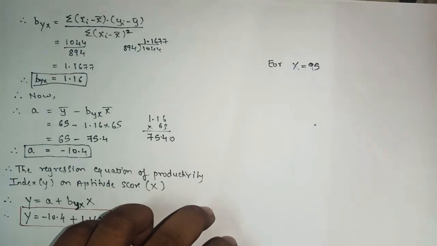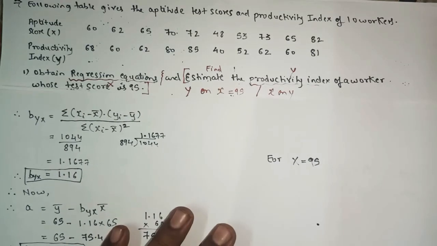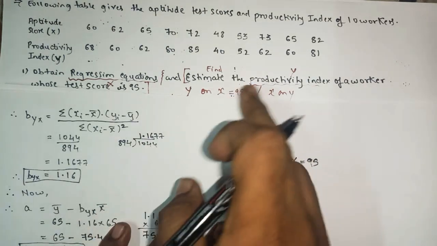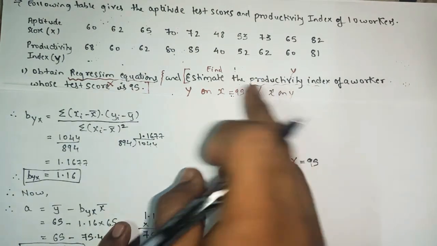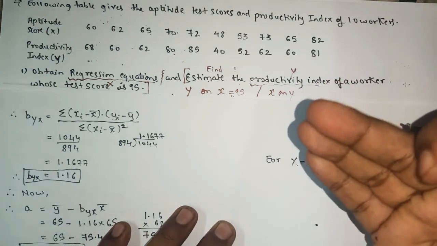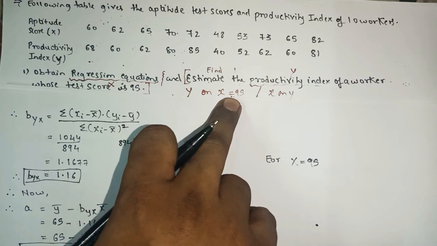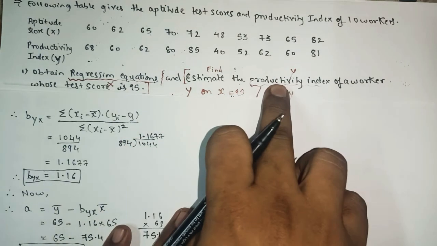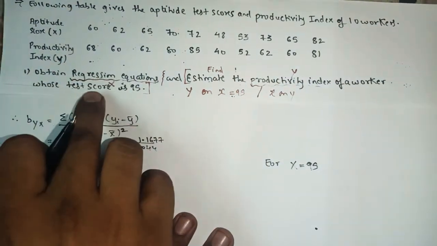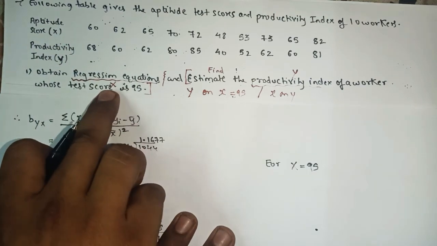Okay, whenever the question is in this form, that means we clearly cannot guess whether we have to find x on y or y on x. You will have a statement like this. First you have to guess what exactly we have to find. For this sum we have to find y on x. How will you come to know that it is y on x? As the productivity index is y, the test score is x, and here x is 95.